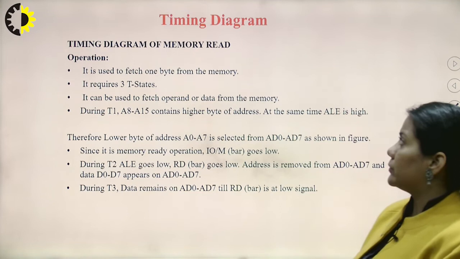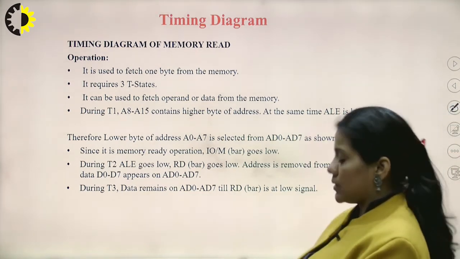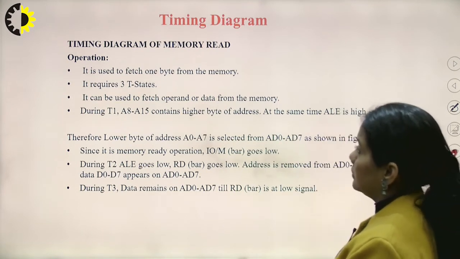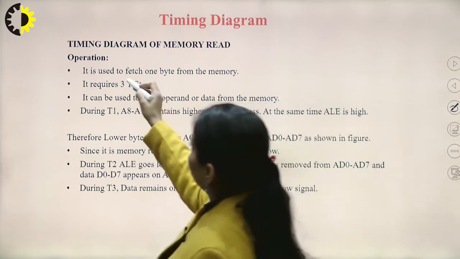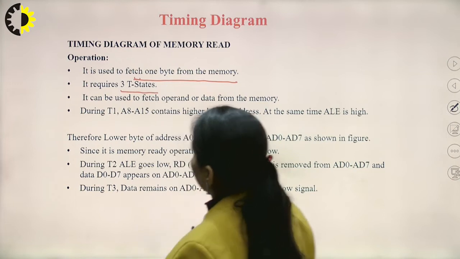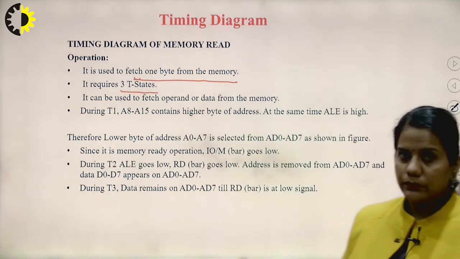The first timing diagram that we are going to study is that of the memory read machine cycle. It is used to fetch 1 byte from the memory. It requires 3 T states. It can be used to fetch an operand or data from the memory.